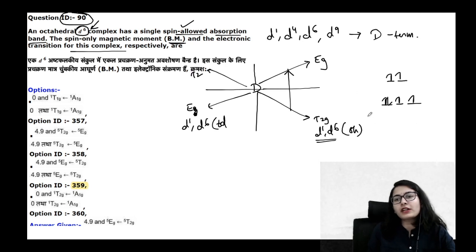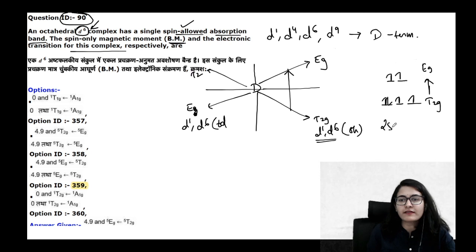Okay, so for the d6, we see the electron transition will be from T2g to Eg like this, and since you are having only 4 unpaired electrons, it is going to be 5. 2S plus 1 value is going to be 4 plus 1, that is unpaired electrons plus 1, which equals 5. So 5T2g to 5Eg is going to be the transition, and the spin-only magnetic moment is going to be for 4 electrons.